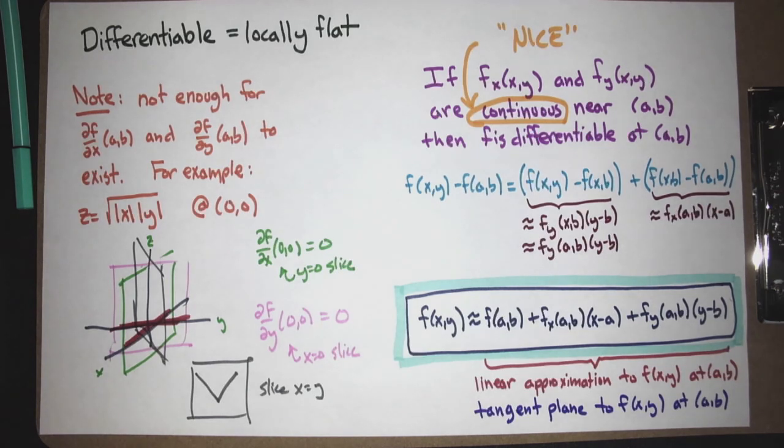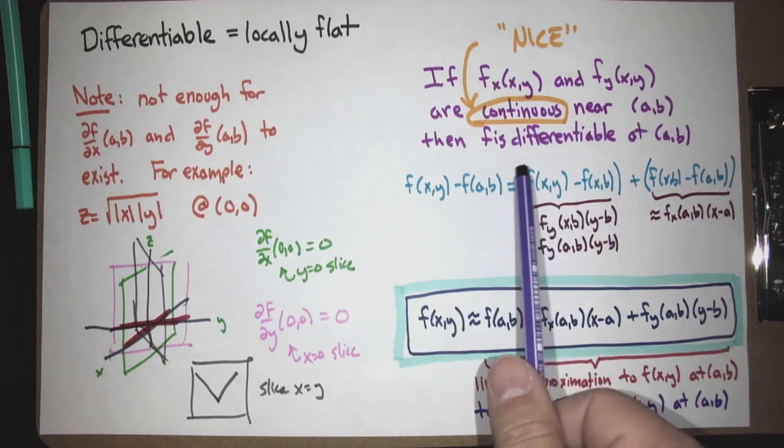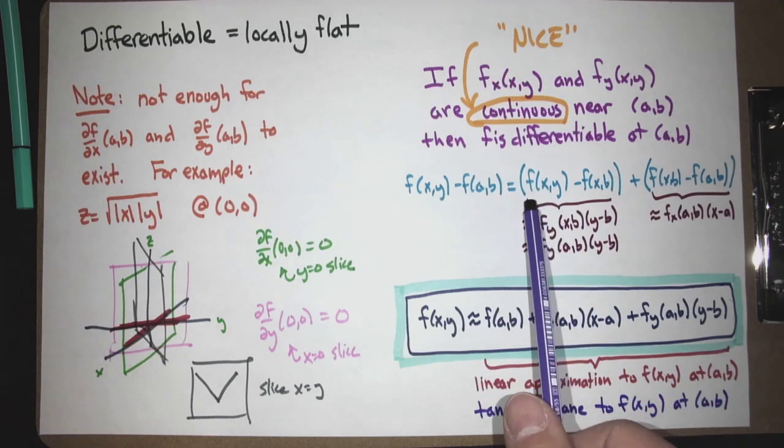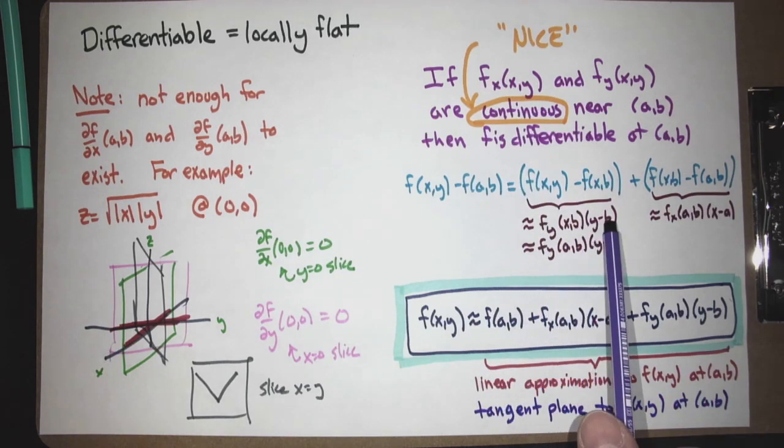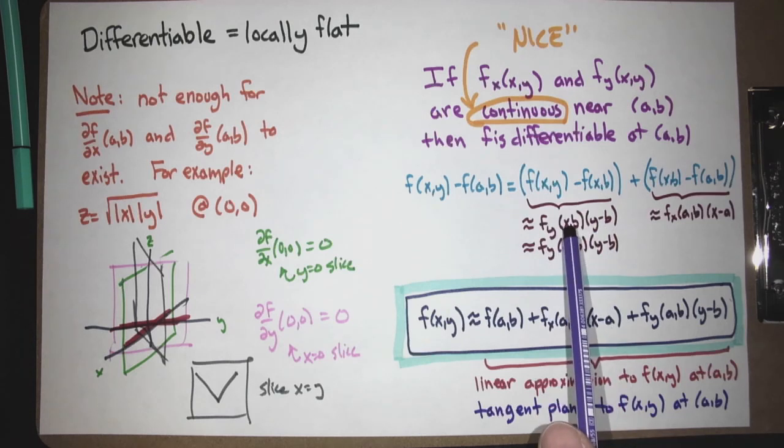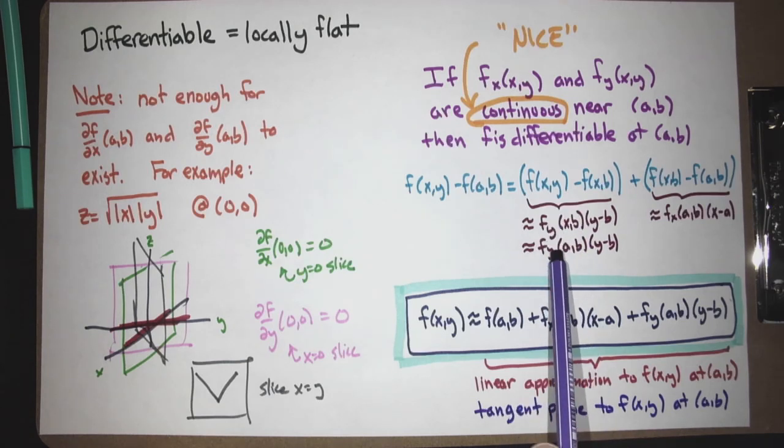Same thing for this part. f of xy minus f of xb is about f sub y of x comma b times y minus b. And this is in the slice x equals a. However, because things are continuous, x is close to a, so these are close. That's why you still get this approximation.